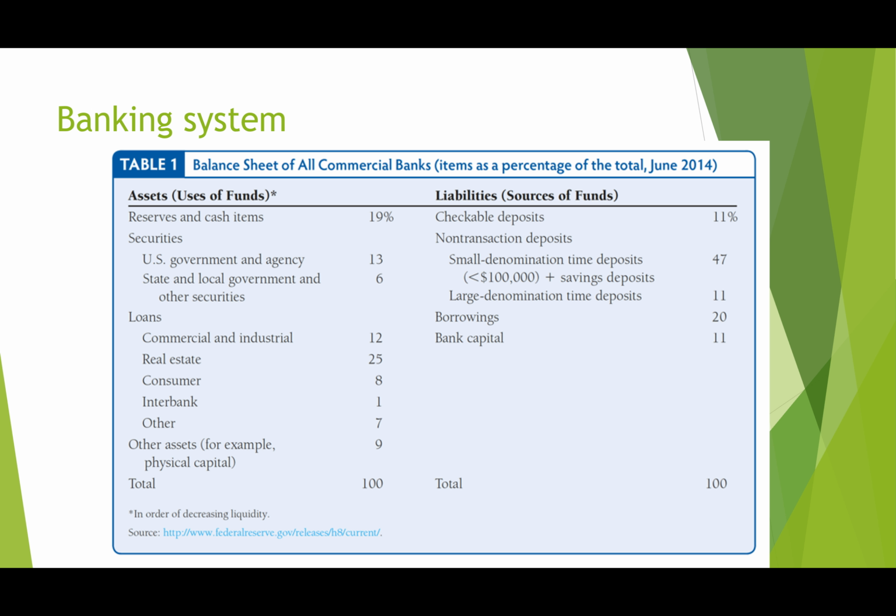Banks also borrow from other banks and from outside the system as well. Sometimes they borrow from the Federal Reserve, as we're going to see later on. So borrowings are there as well. 20% of liabilities are there as borrowings.